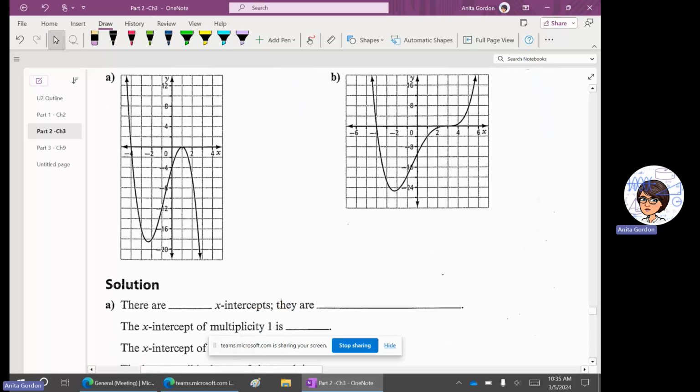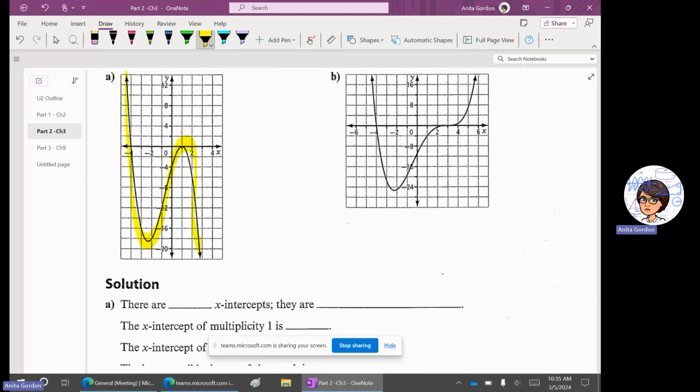So looking at A, we have a graph that looks like this. And we know that it is extending in both directions. One side is going up and one side is going down. So I know that this is an odd function graph or an odd degree polynomial. I can also see that there are 2 x-intercepts and 1 y-intercept right there. So 2 x-intercepts, they are -4, 0, and +1, 0.